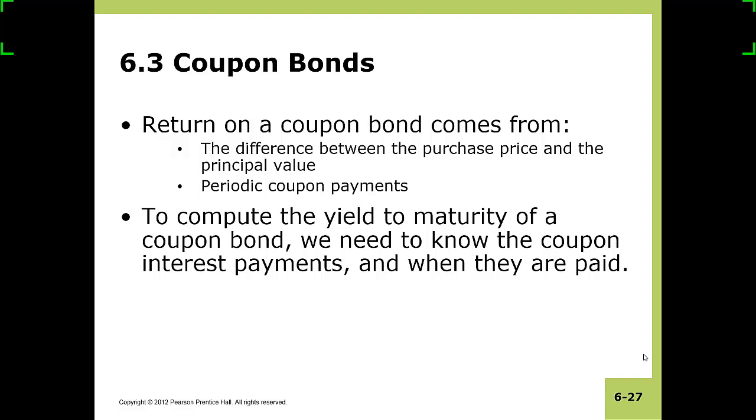So with a coupon bond, return on the bond comes from two things. One is the difference between the purchase price and the face value, or future value, and it also is the interest. So you're going to buy the bond at different prices, and we'll talk about that later on. To compute the yield to maturity of a coupon bond, we need to know the coupon interest payments and when they are paid. Best thing to do with this, as you learned in, I believe, chapter 3, you really do need to do a timeline with these.